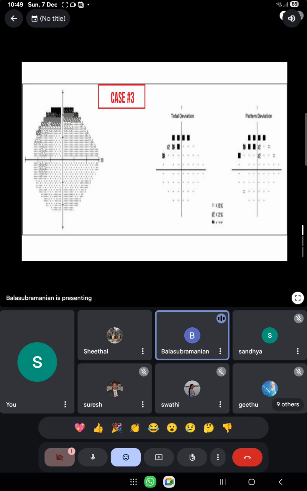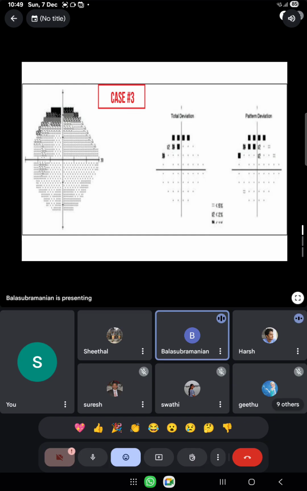You have to say there are scotomas in the superior aspect. They are very significant with a very low probability, and there are 3 or more non-edge points. What is that criteria called? Anderson's criteria, for diagnosis of glaucoma. Yes. You have to ensure that it is a non-edge point.